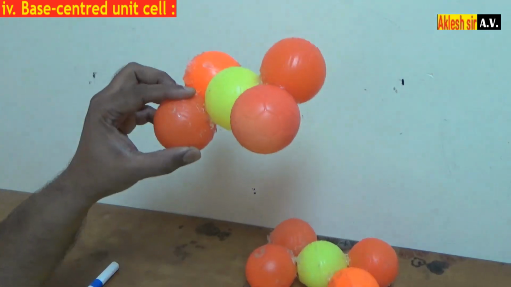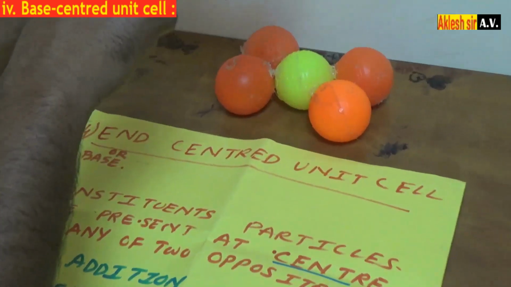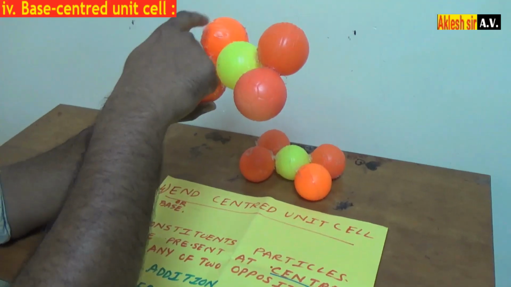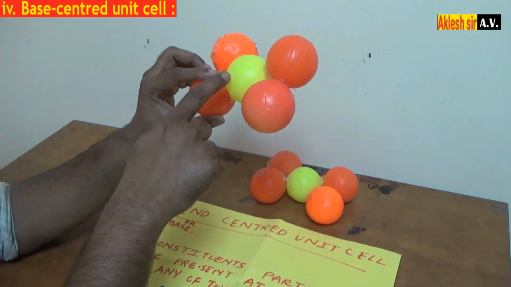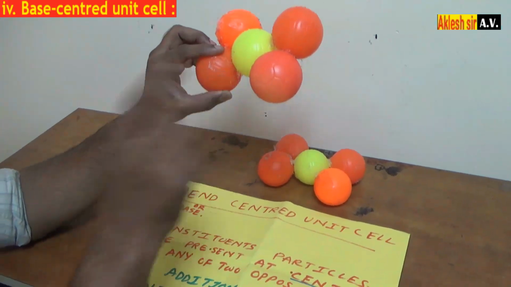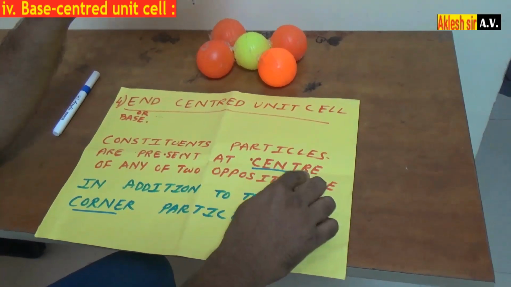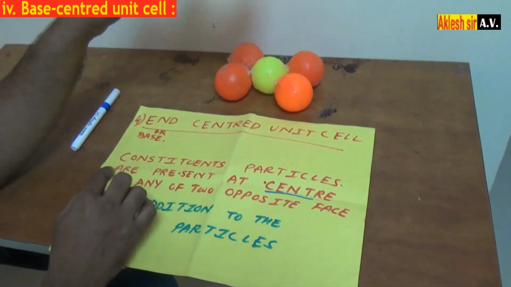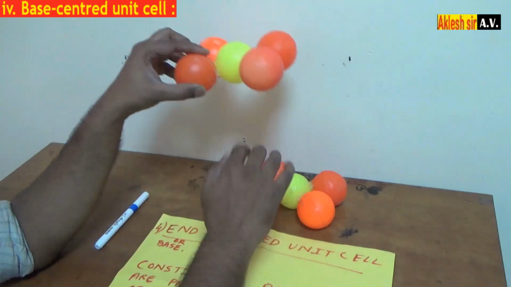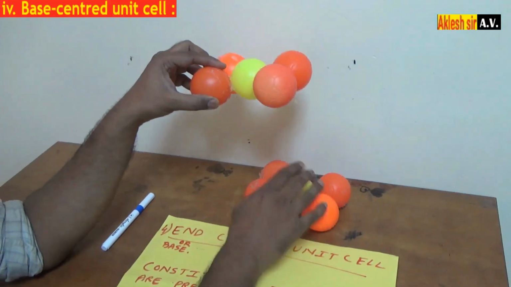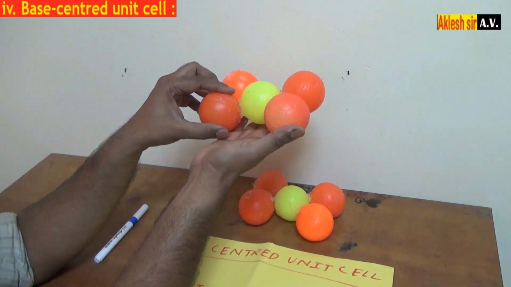This one, this yellow one. The constant particles are present at the center. You can see this atom is present at the center of these 4 atoms. Okay, the constant particles are present at the center of any of the two opposite faces. So this is one face and this is one face. Okay, this is one face, this is one other face.